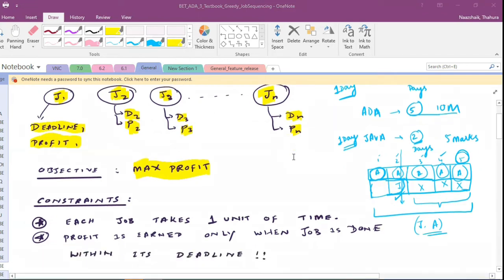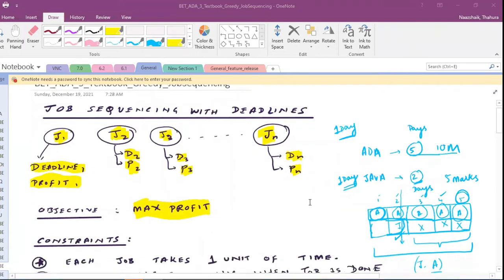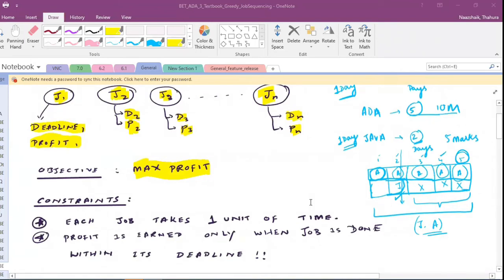Coming back to the job scheduling with deadline problem. You have jobs, you have deadlines, you have profits. Your objective is to get maximum profit and also to complete within the deadline. So what are the constraints? Each job takes only 1 day or 1 unit of time. This is a given assumption. Any job you pick will get completed in 1 day or 1 unit of time.